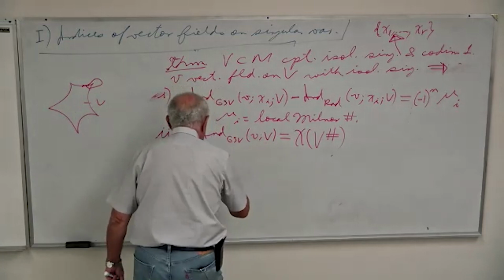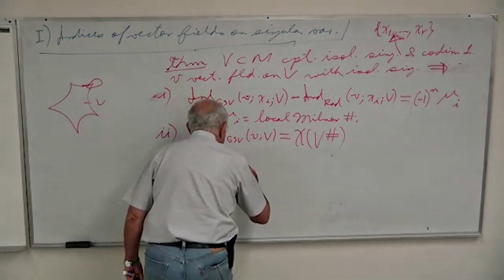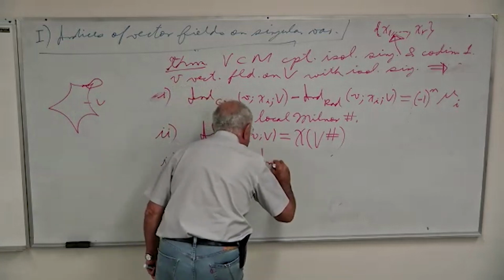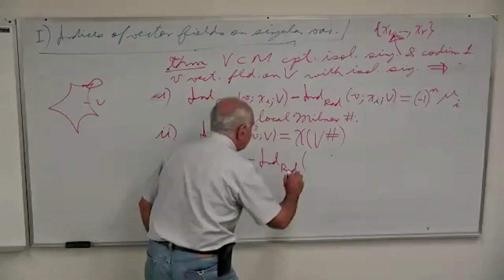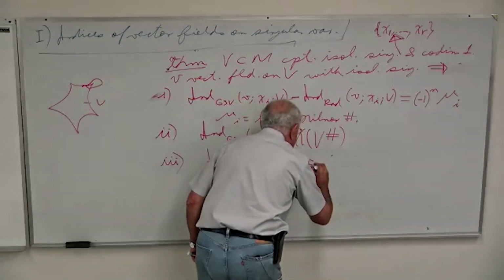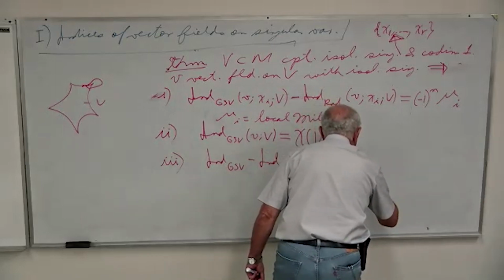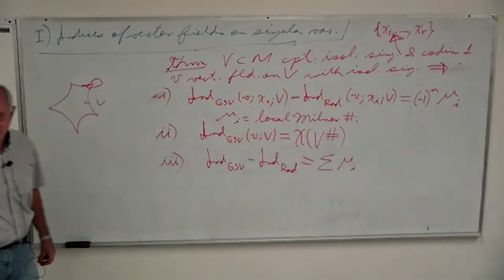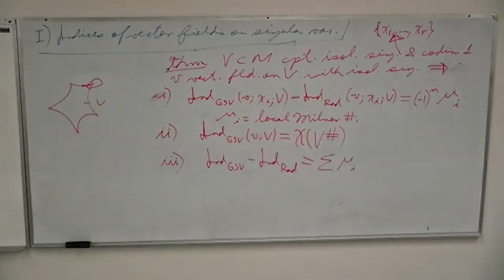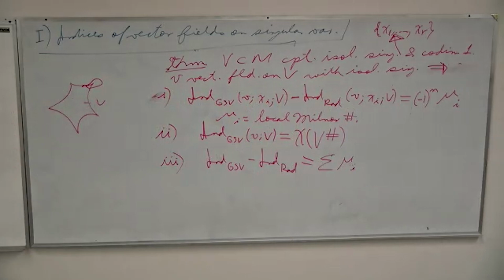that the difference minus the radial index is independent of the vector field and is just the sum of the local Milnor numbers. Very elementary. Okay, so now let me move to Chern classes.